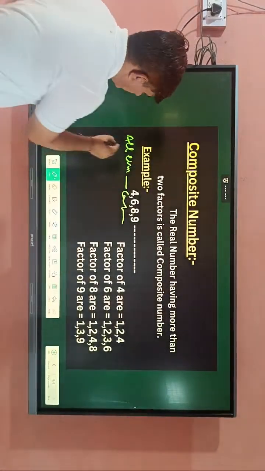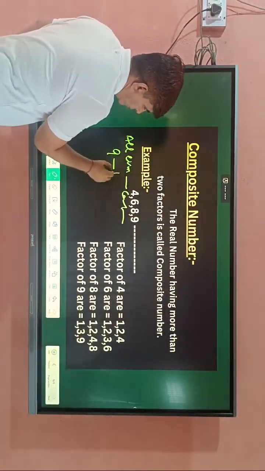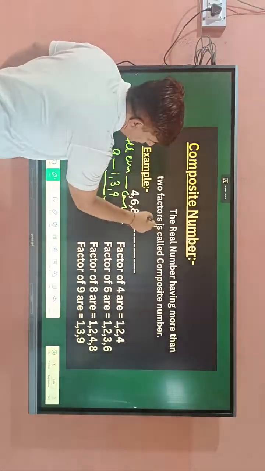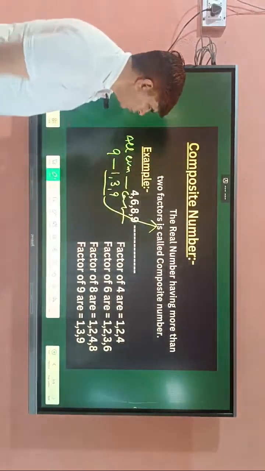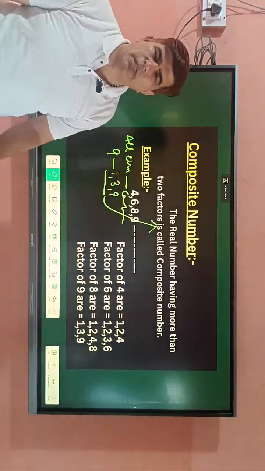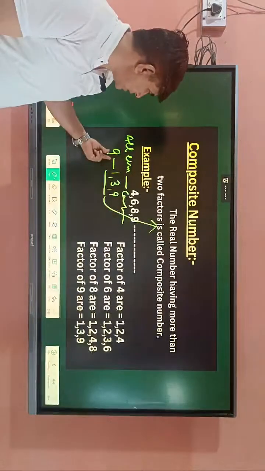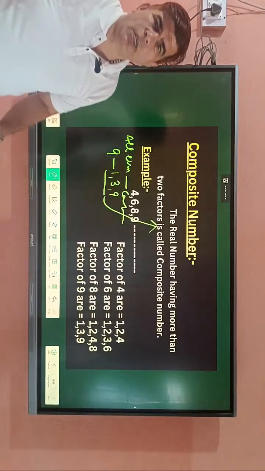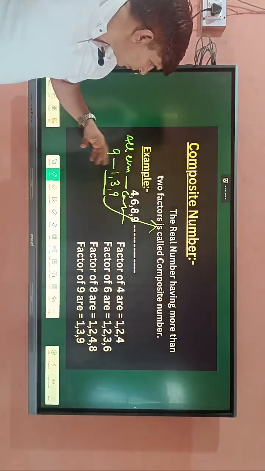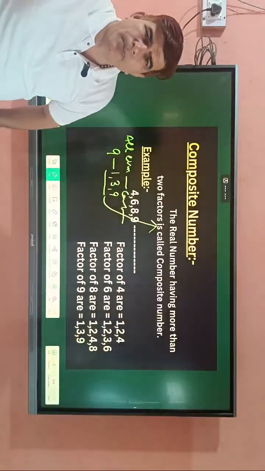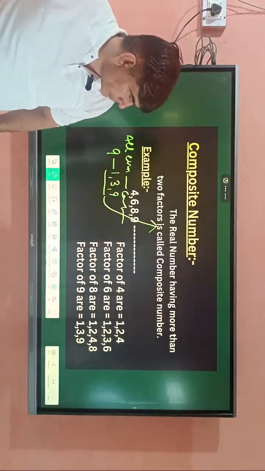Example, 9. 9 is divisible by 1, 3, and 9, satisfying this condition of having more than two factors: 1, 3, and 9 itself. So 9 is an odd number, but composite also. That's why I'm saying all even numbers are composite, but all composite numbers need not be even.